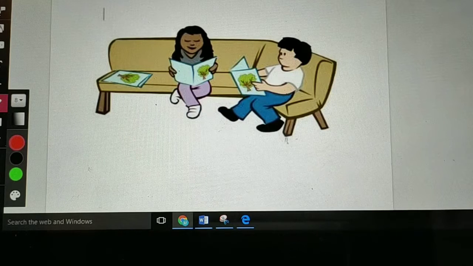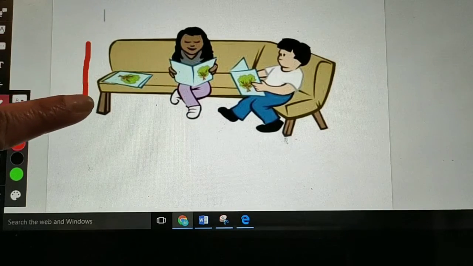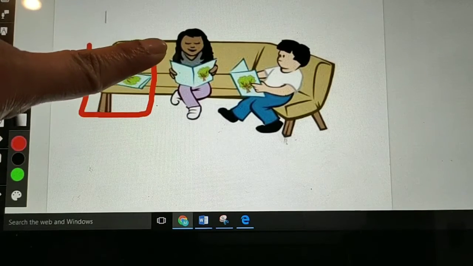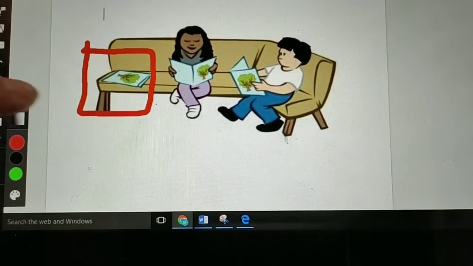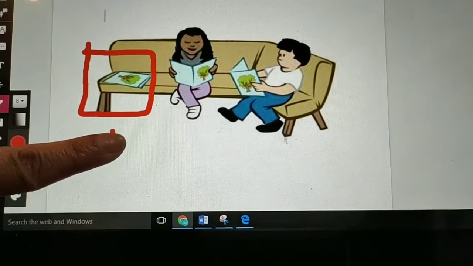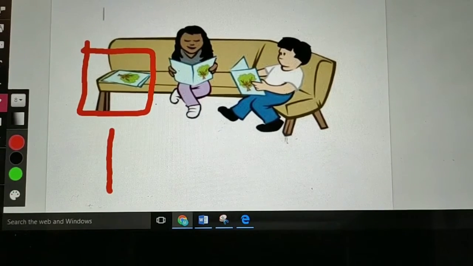1 book is lying on the couch. 2 books are being read. How many books are lying on the couch? 1. Very nice. Go ahead, draw 1 book on your paper. Well, I put this 1 book that's on the couch inside a nice box, just like that. I'm gonna write number 1 down here. Did you draw 1 book on your paper? Very good. Now, how many books are being read?